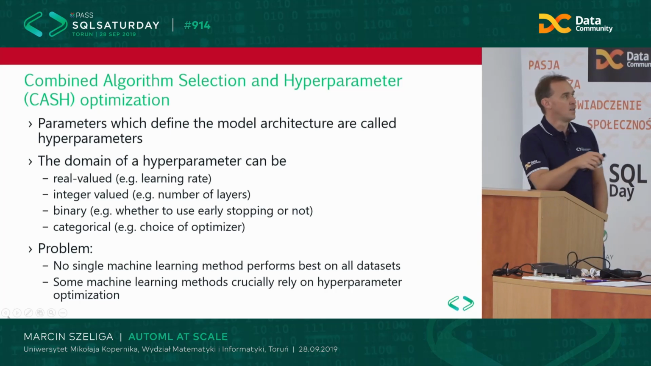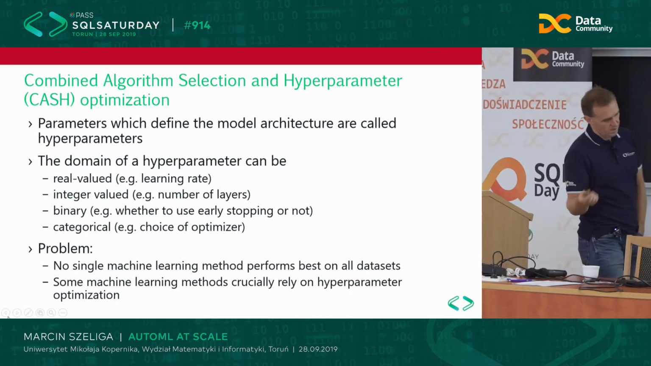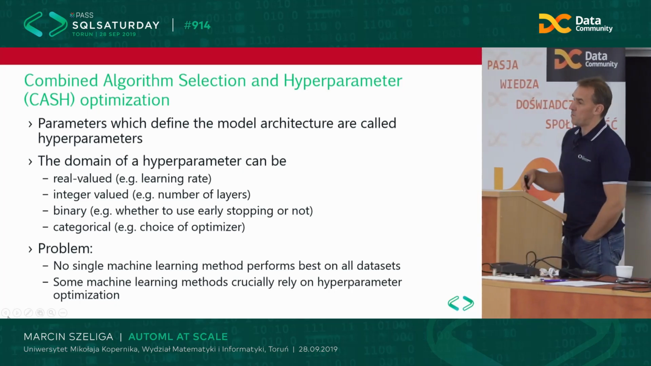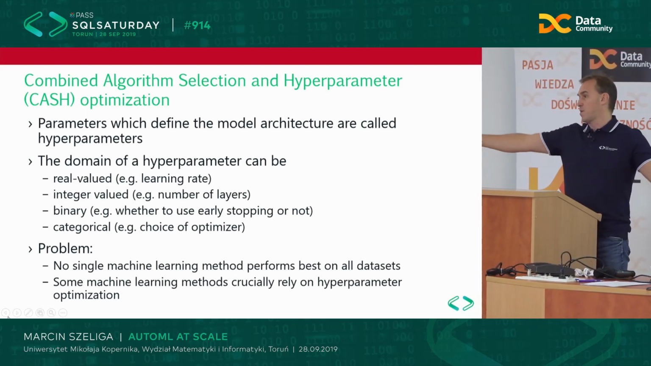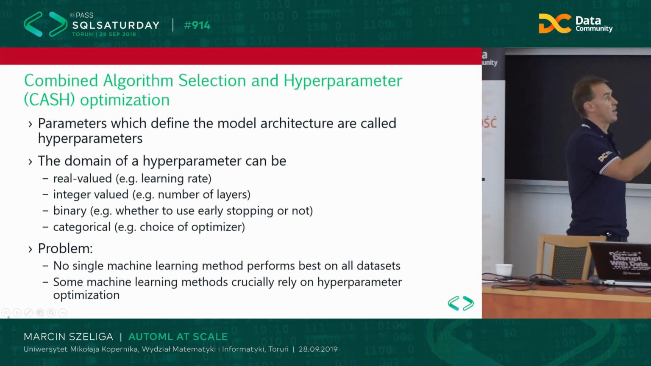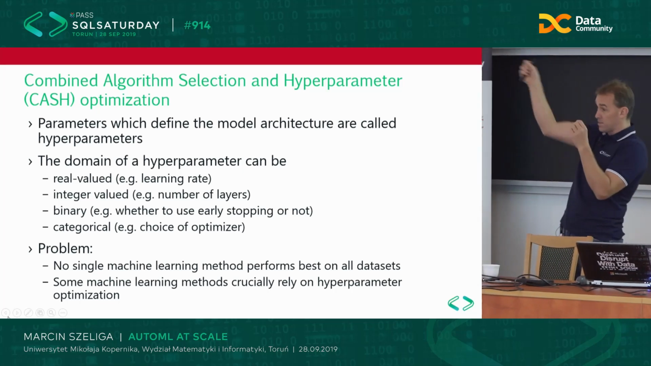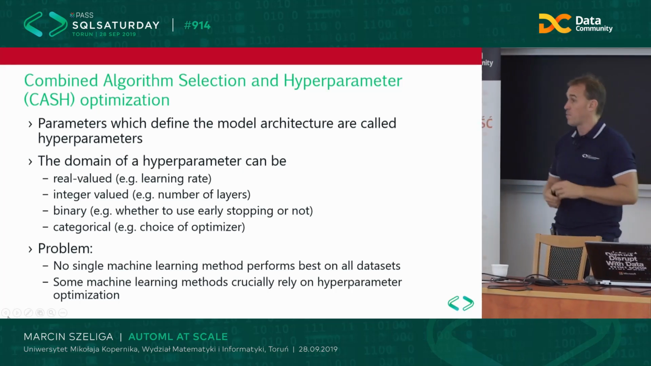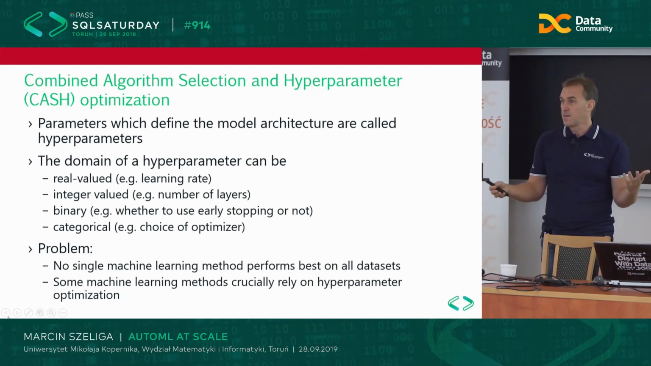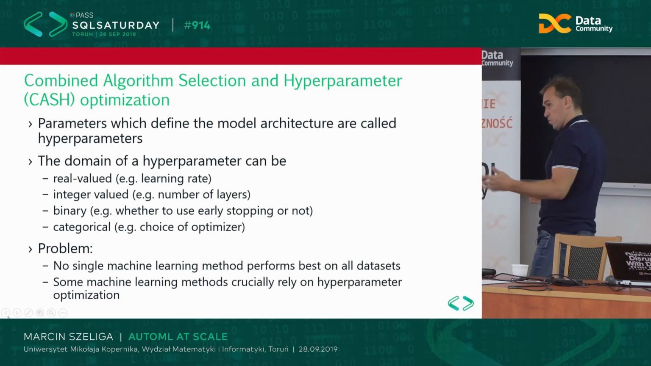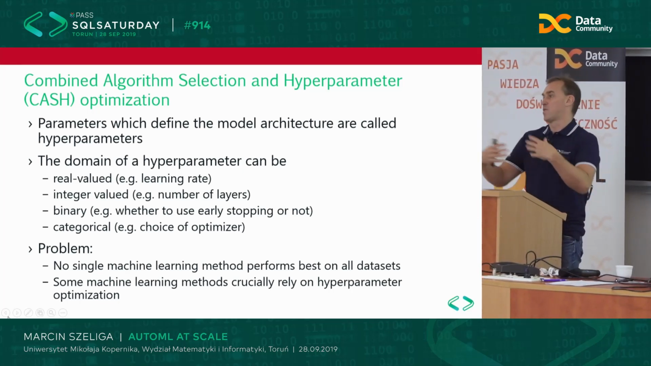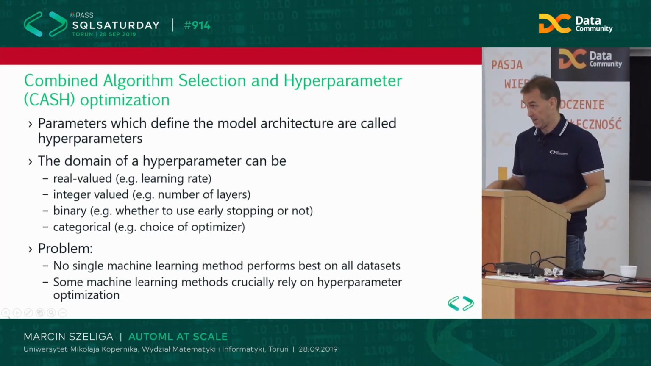Because the problem is that the number of algorithms is not that big, but still, the list of hyperparameters can be very long. Those hyperparameters can be real valued, integers, binary, categorical. There are some dependencies between those hyperparameters and parameters. Okay? So it's a relatively hard problem to be solved: how to maximize the performance of my ML pipelines.